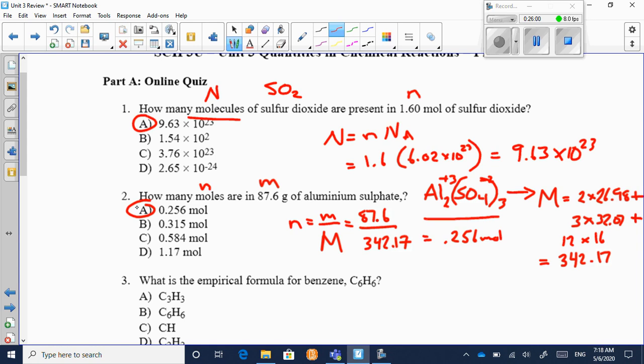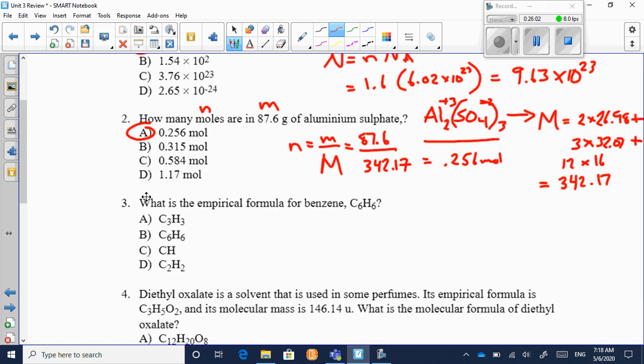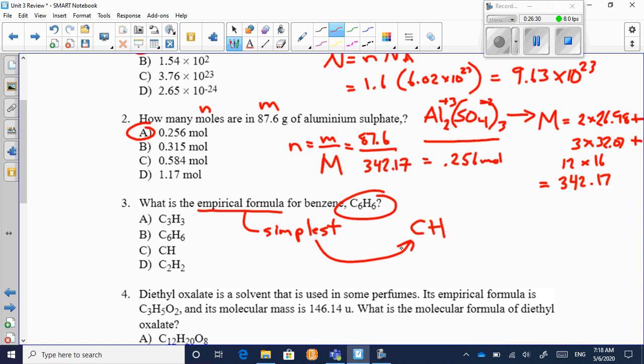Beautiful. Another A. Okay, what is the empirical formula of benzene? Well, there's no calculations really here, other than to know that the empirical formula is the simplest whole number ratio. So I've got to look at this and say, is that in simplest form? Well, no, it's not. Because 6 can be divided evenly by 6 in both cases, the empirical formula is CH. It's the simplest one, so it's C in this case.